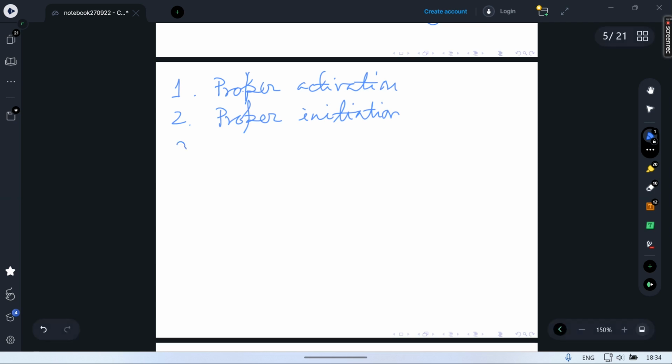Then there is batch normalization. Certainly, batch normalization helps a lot in tackling such problems. And then residual connection.